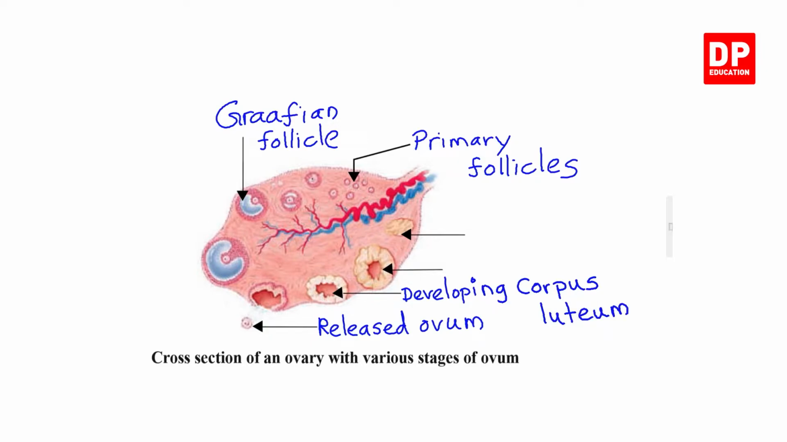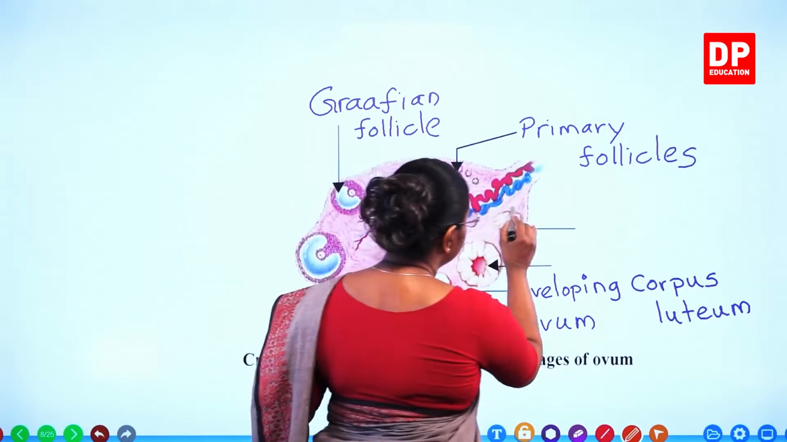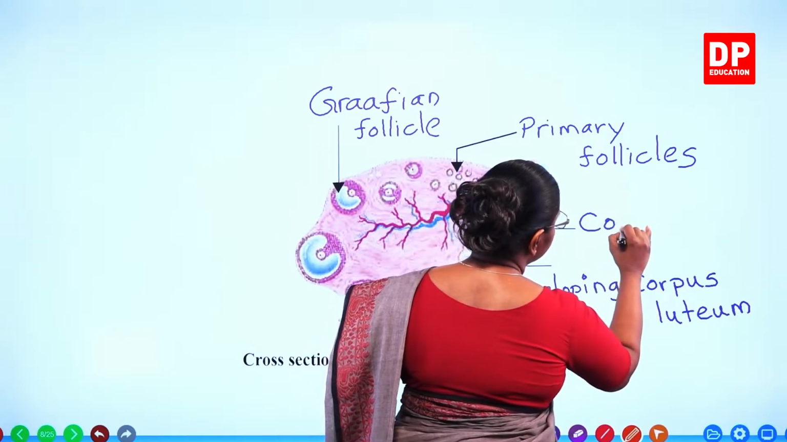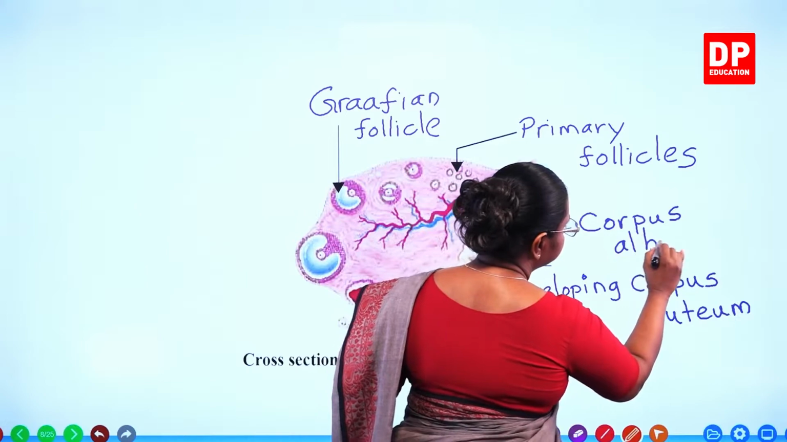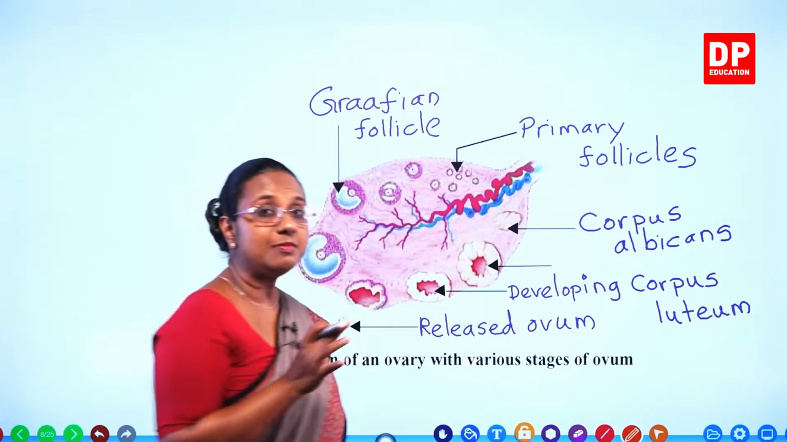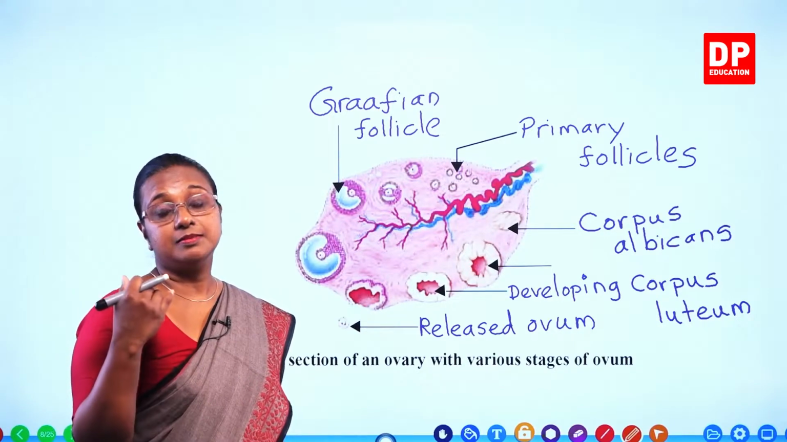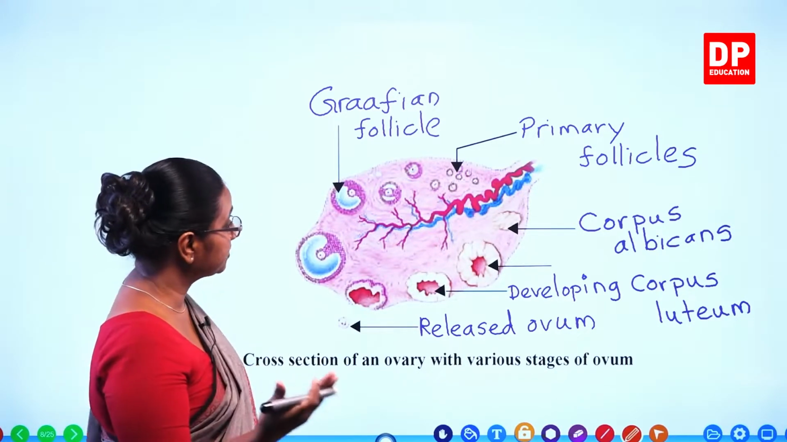So, this corpus luteum becomes smaller and smaller, then we call it the corpus albicans. Here you can see this is the corpus albicans. And this corpus albicans becomes faded. It gets faded after some time.